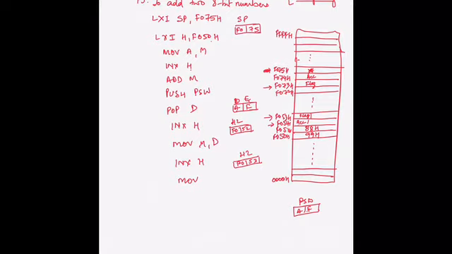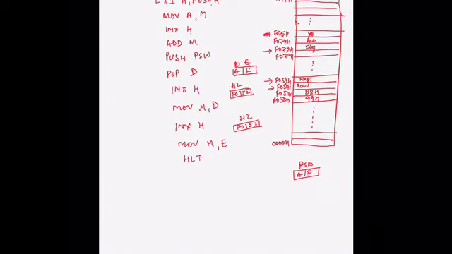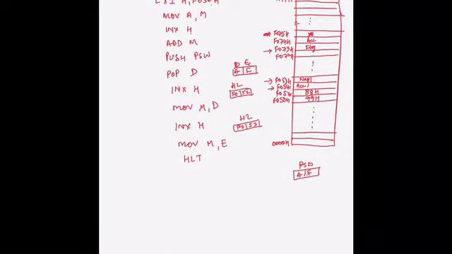My flag, according to my POP, is there in the E register. So whatever is there in the E register is going to move to M. Now I'm done. Okay, so my accumulator content and flag content is there. So now I'll halt the program.